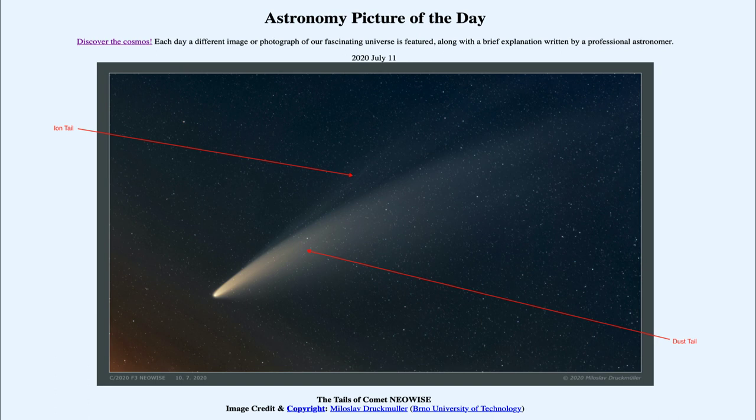But they are the prominent parts of a comet that we see, and that hopefully you'll get a chance to see with Comet NEOWISE over the coming weeks, as it hopefully will continue to remain as a relatively bright comet, visible right now in the morning sky and soon transitioning into the evening sky. So that was our picture of the day for July the 11th of 2020. It was titled The Tails of Comet NEOWISE.